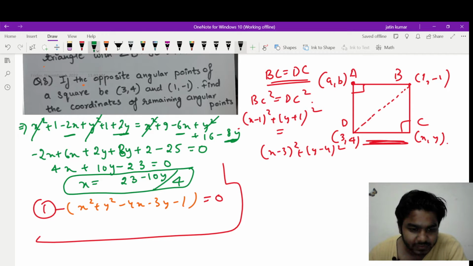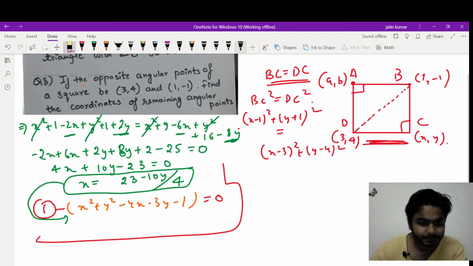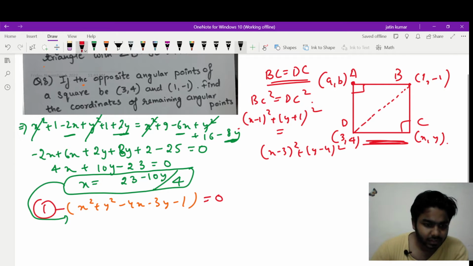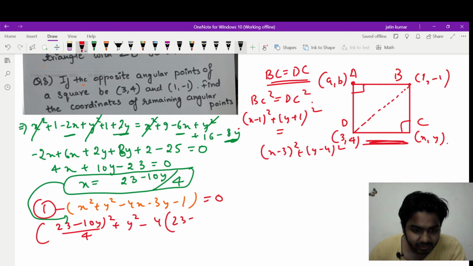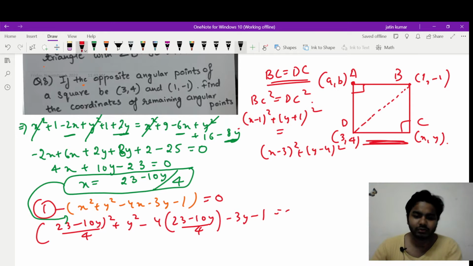Okay, now we will substitute this value of x in the lower equation. Okay, so it will be, put it in the second equation. So it will be (23 minus 10y upon 4) whole square plus y square stays as it is. And (23 minus 10y upon 4) again minus 3y minus 1, okay, is equal to 0, right.